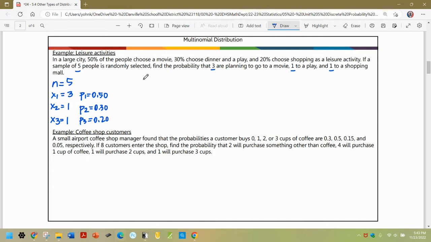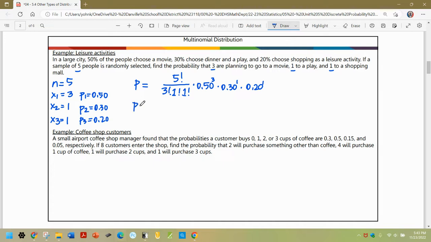So when I go over here to figure out what my probability is, I'm going to do n factorial on top, which is 5 factorial. And then on the bottom, we're going to put the different outcomes that we want with factorials. So 3 factorial, 1 factorial, and 1 factorial. Then we're going to multiply by the first probability, 0.50, to the first x value power, 3, times the second probability, 0.30, to the second x value power, 1, times the third probability, 0.20, to the third x value power, 1.